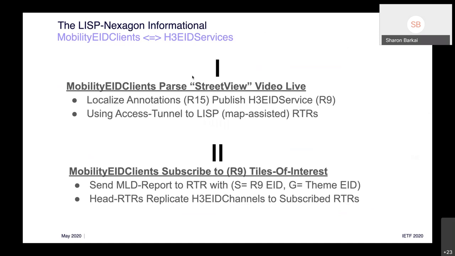The flip side is that mobility AD clients, on a need to know basis, on an interest basis, send an MLD report to the RTRs with S, G, where S is the R9, where, and G is what theme, both of them are EIDs. The head RTR, which receives from the H3 service updates on a theme and R9 specific theme, replicates to all the subscribed RTRs. The subscribed RTRs replicate to the EID client.